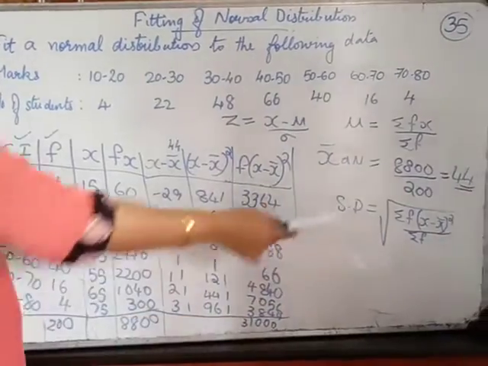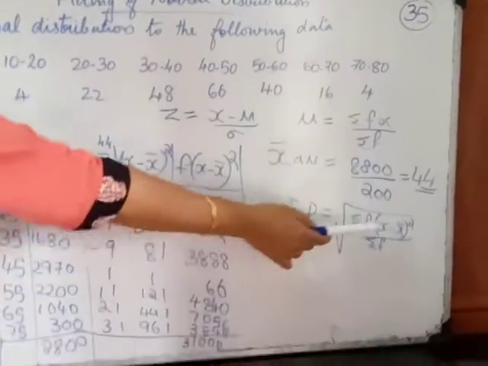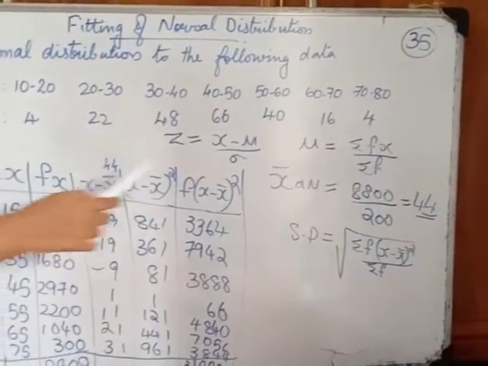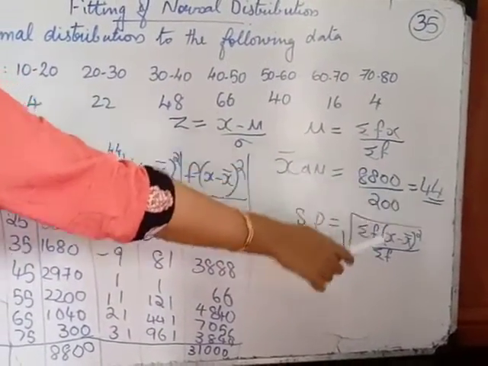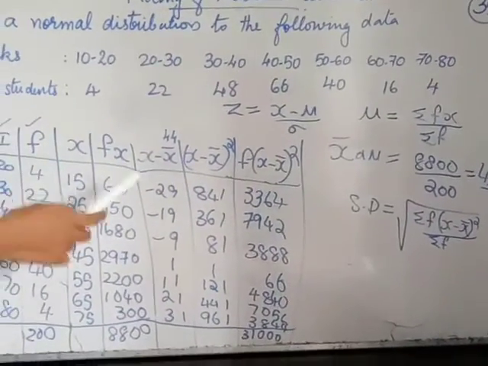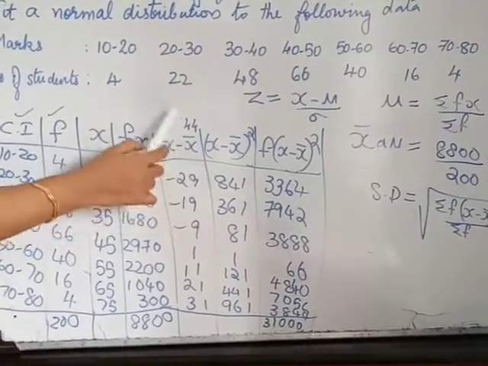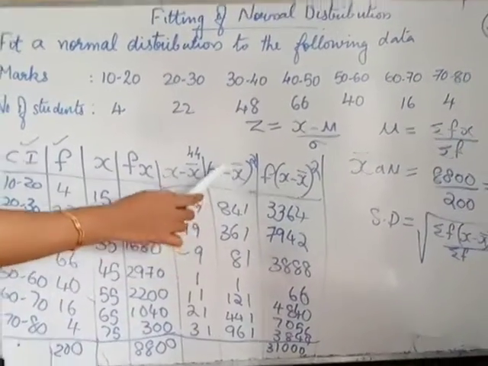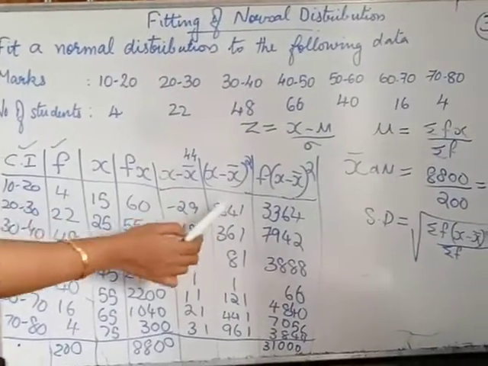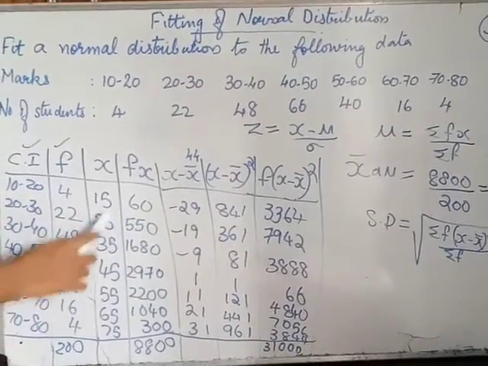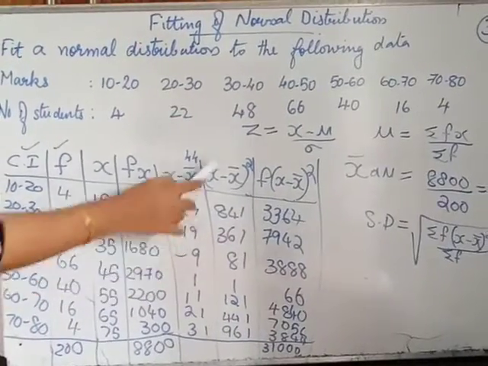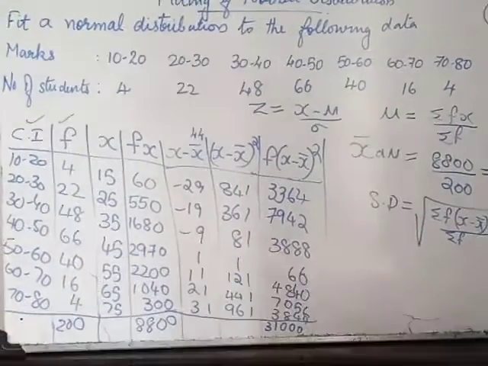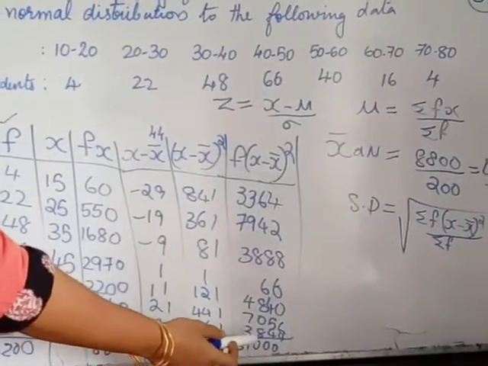So what is the formula for standard deviation? It is root of sigma f into x minus x bar the whole square by sigma f. We already found x bar as 44. Now we have to take the deviation from each x value, x minus x bar, that is x minus 44. Each x value has been subtracted. We took its square, and multiplied the result by the frequency, that is 841 into 4. Same way, 25 minus 44 is minus 19. The square of minus 19 is 361. 361 into 22.